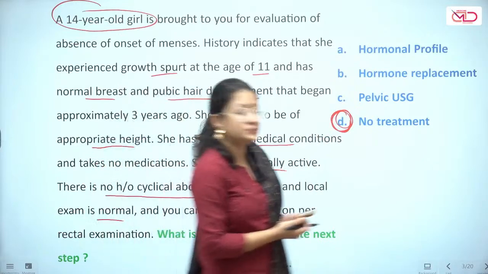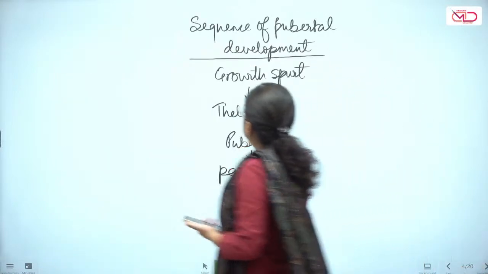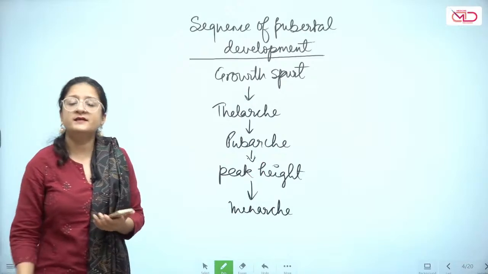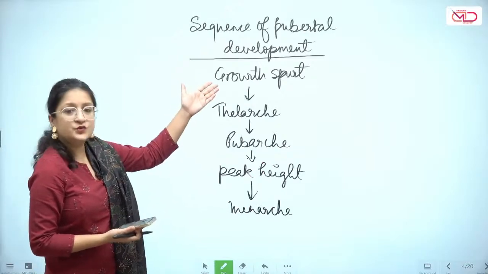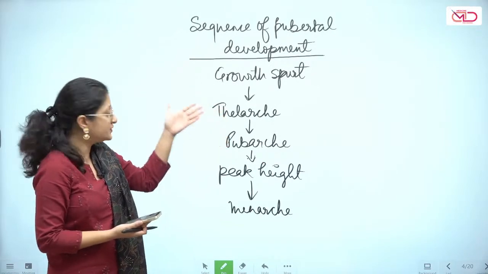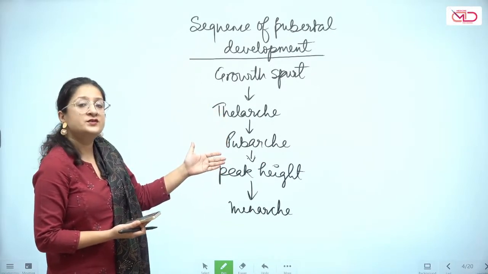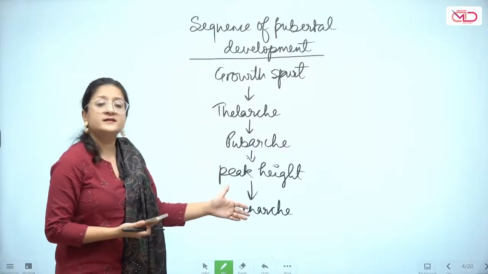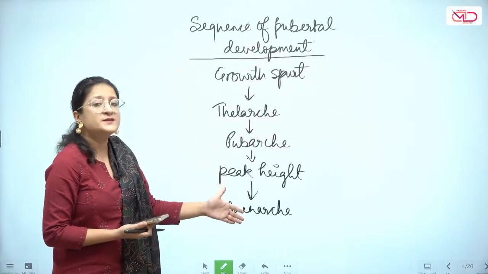What is the definition of delayed puberty? Have a look at this. This is the sequence of pubertal development. Growth spurt happens, then breast development, that is thelarchy, happens, then pubic hair development happens, then a peak height velocity is reached, and then the final event is the actual onset of menses, which we call menarche.